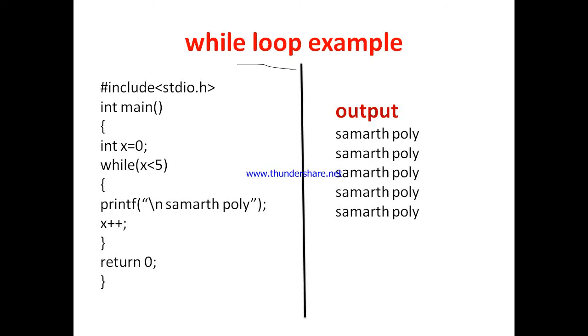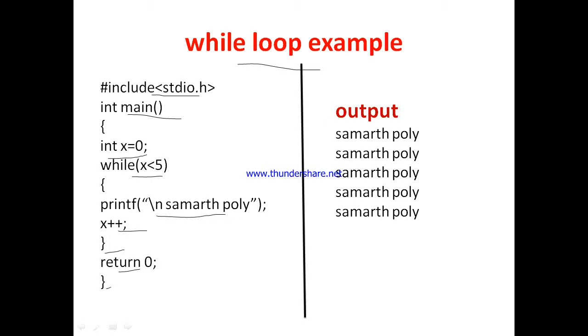Now let us see example number 1. Here the stdio.h header file is included. Here the main function is defined. Inside the main function, integer variable x is initialized with 0. Now here while x is less than 5, printf "samartha poly" and x plus plus. The while loop is completed and return 0, the main function is completed.